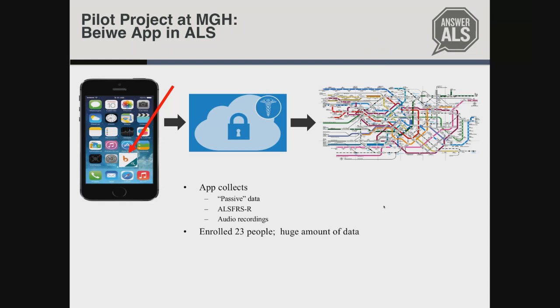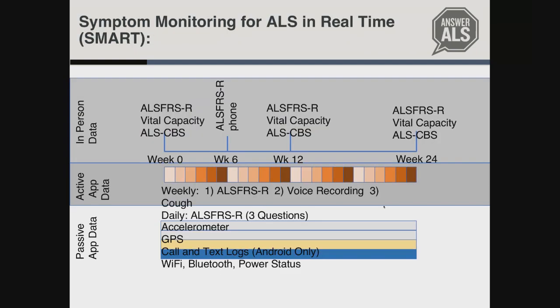So the app collects passive data from sensors, also an ALS-FRS-R and audio recordings. And we've enrolled 23 people in this. We have a huge amount of data from them, and analysis is ongoing, but I'll show you a little bit of interim analysis. Next slide.